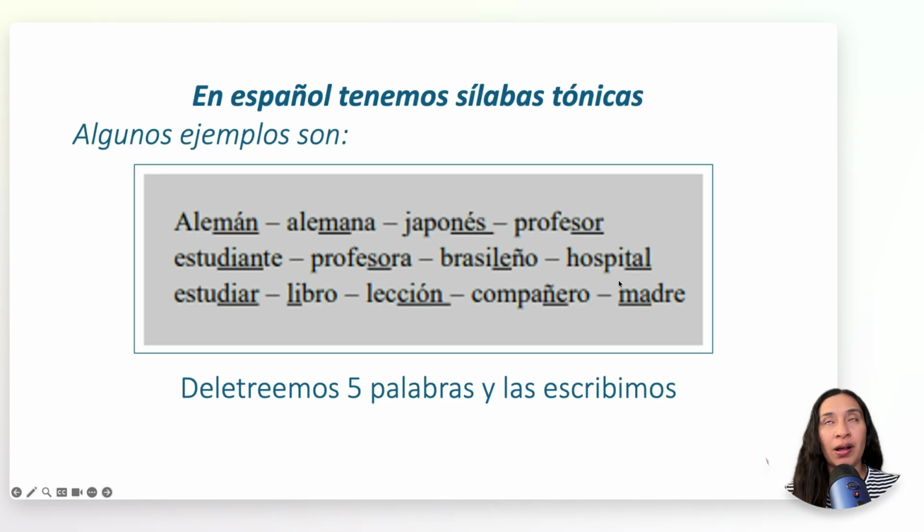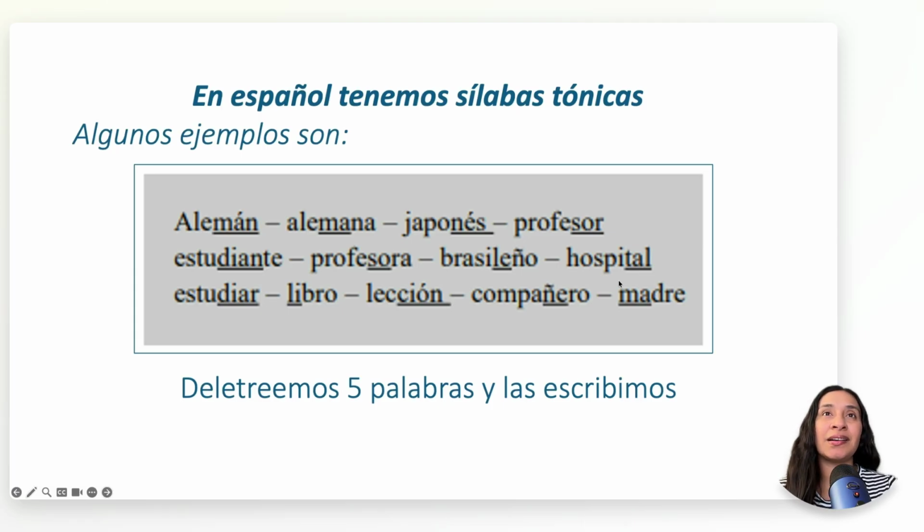Now the fourth word. Word number 4. So let's go with this one. L-I-B-R-O. What's the word? Libro. Muy bien. Very nice.